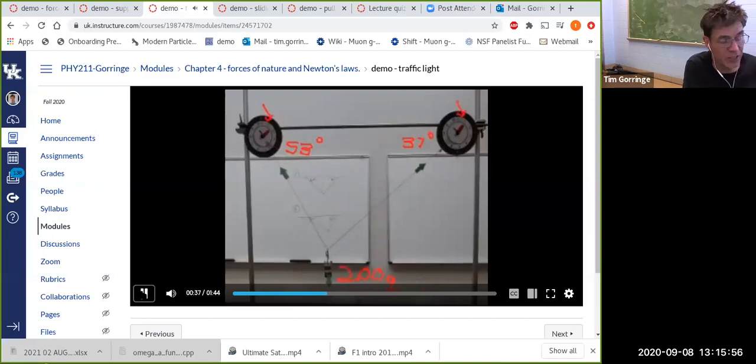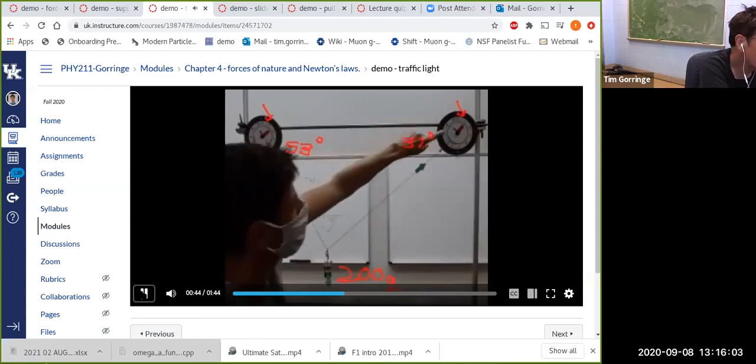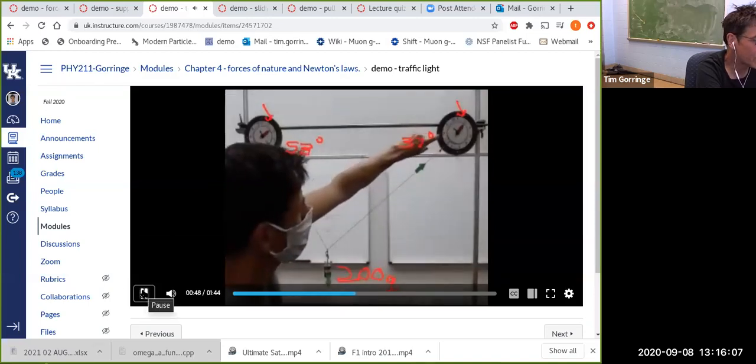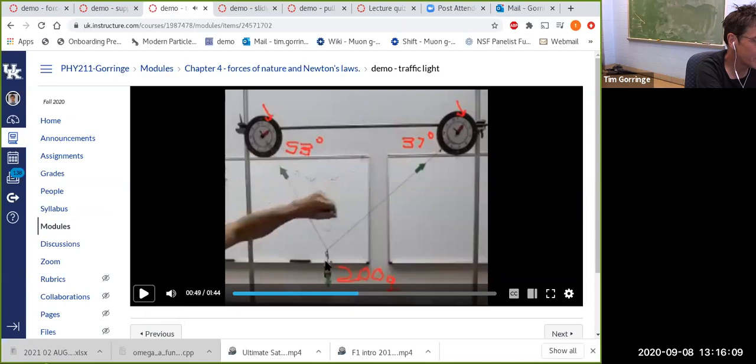So here I went and changed it the other way around. Now I put 53 degrees over on the left and 37 degrees on the right. And if you look at it there, the interesting thing is that as I swapped the angles, still with the same 200 gram traffic light hanging, now the force on the left is bigger with the larger angle on the left. The force on the right is smaller with the smaller angle on the right. And so this is the situation we're going to investigate. This is what we're going to study.